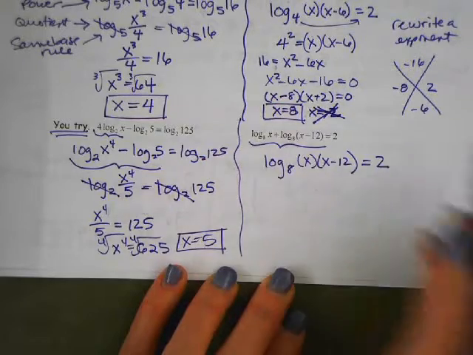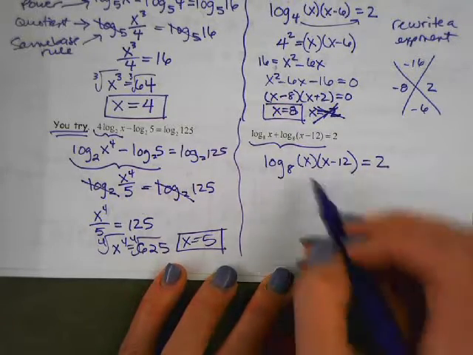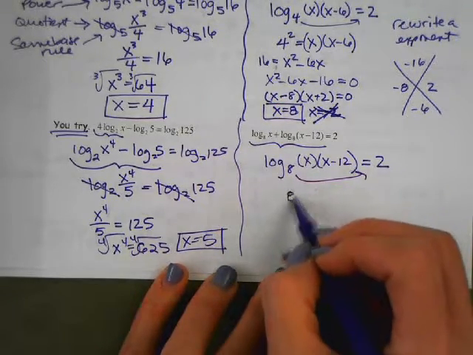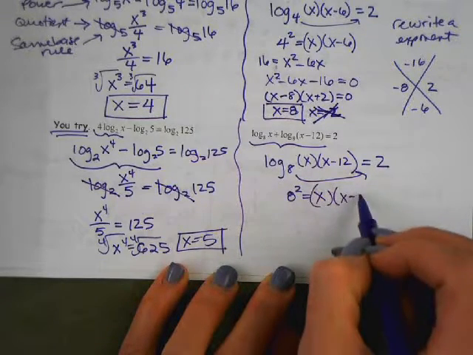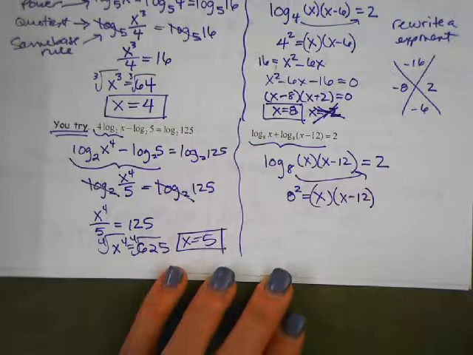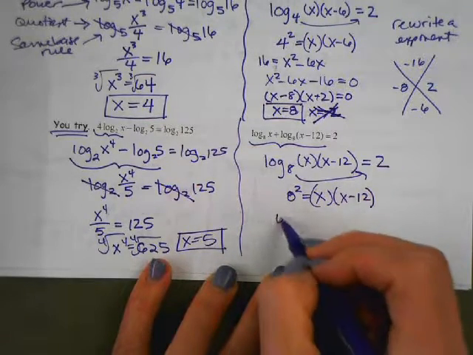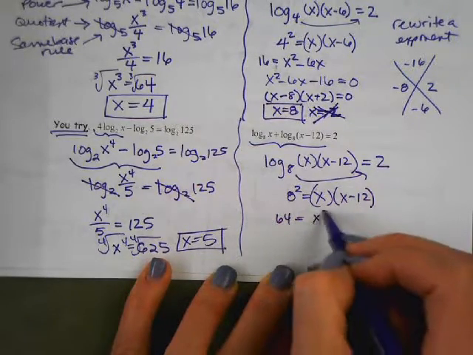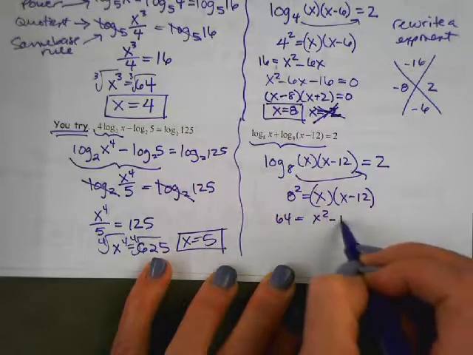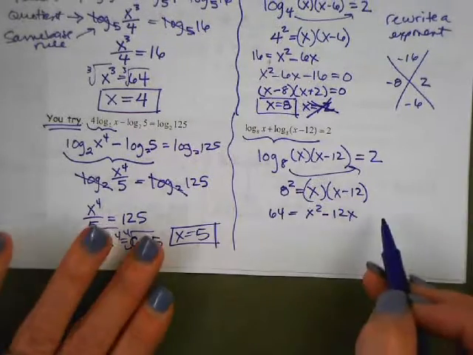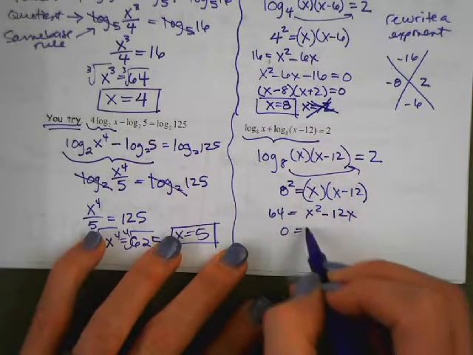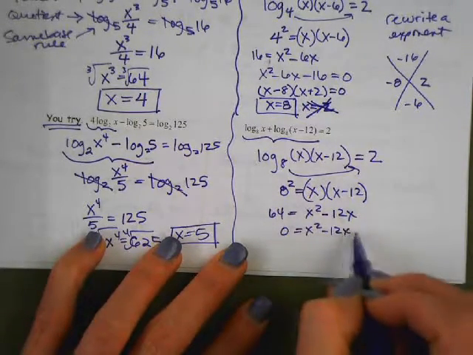Okay? Because I have one log equal, I can do a rewrite of an exponent. So I can rewrite this as an exponent. So the 8 goes underneath the 2, becomes 8 squared equals the x times the x minus 12. Okay? This is 64 equals x squared minus 12x. Okay, I'm going to throw the 64 to the other side. I get 0 equals x squared minus 12x minus 64.